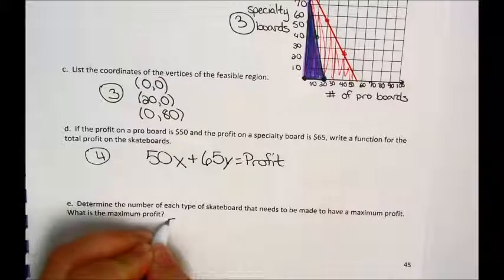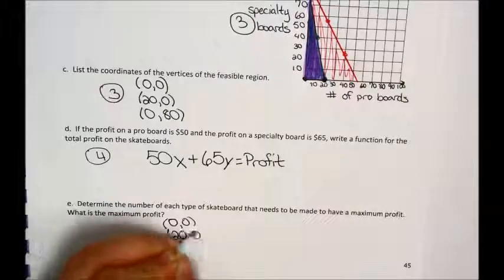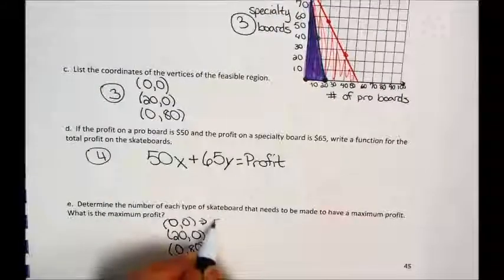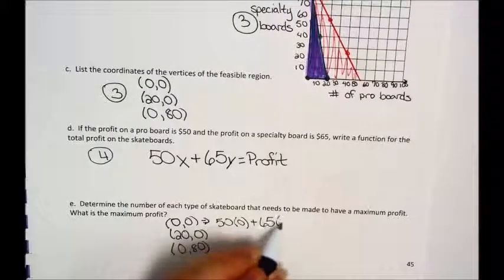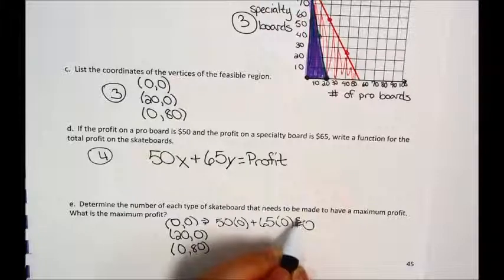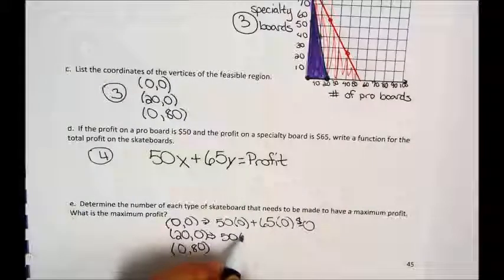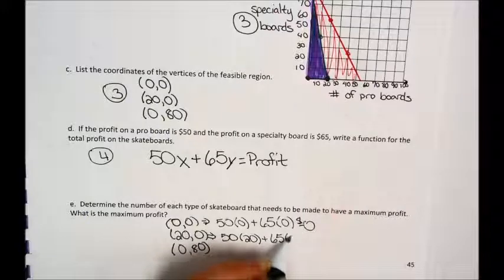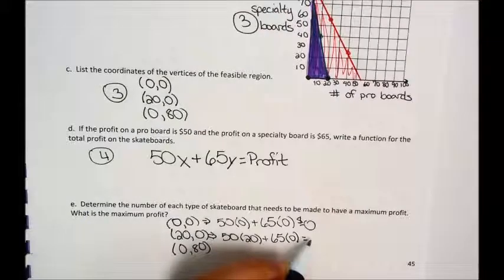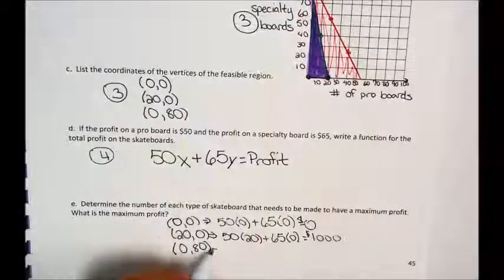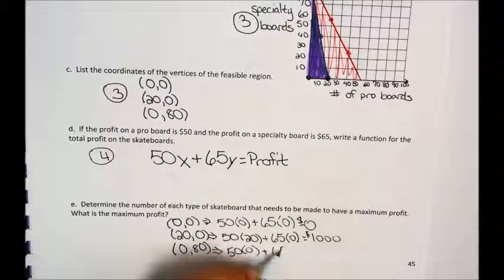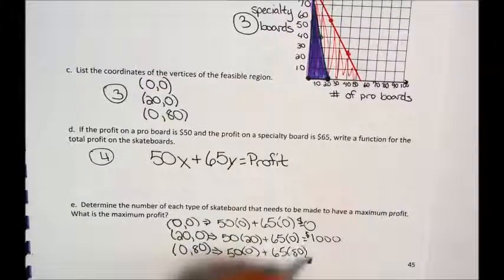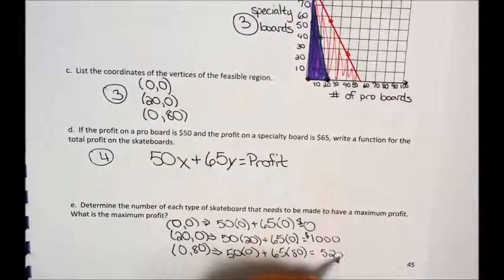I'm going to take each of my vertices and plug them into my profit equation. 50 times 0 plus 65 times 0 equals $0 profit. 50 times 20 plus 65 times 0 equals $1,000 profit. And lastly, 50 times 0 plus 65 times 80 equals $5,200 profit.